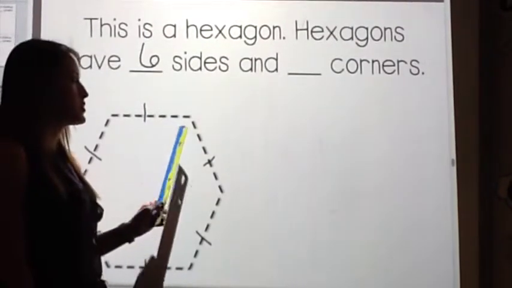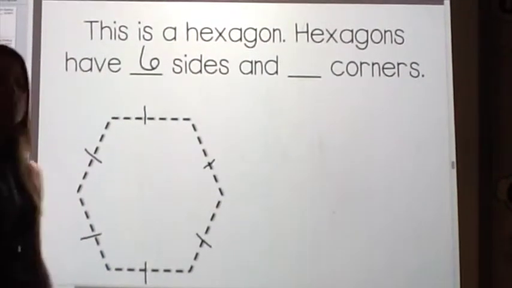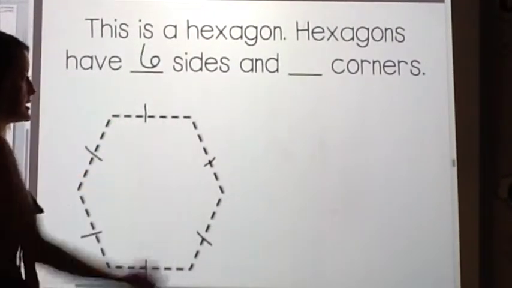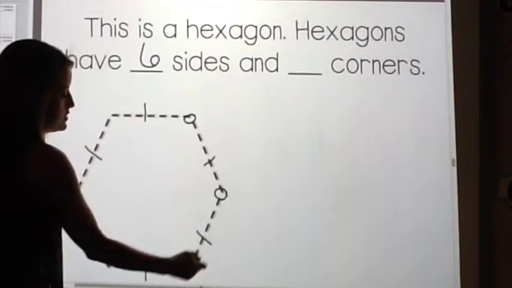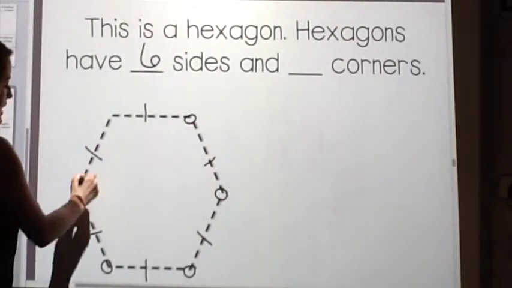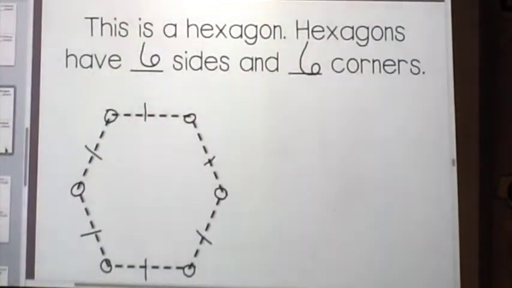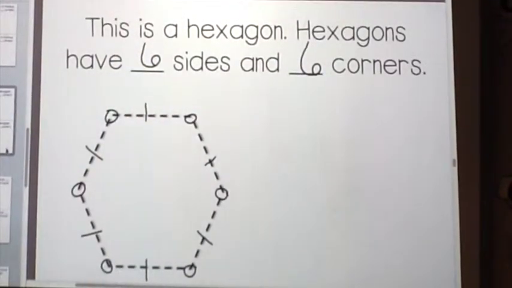And then we're going to count the corners. And remember, Ms. Radzuski told you that corners are the same thing as angles. So let's count where our two sides meet. 1, 2, 3, 4, 5, 6. So again, write the number 6 on our blank. We have 6 sides and 6 corners.